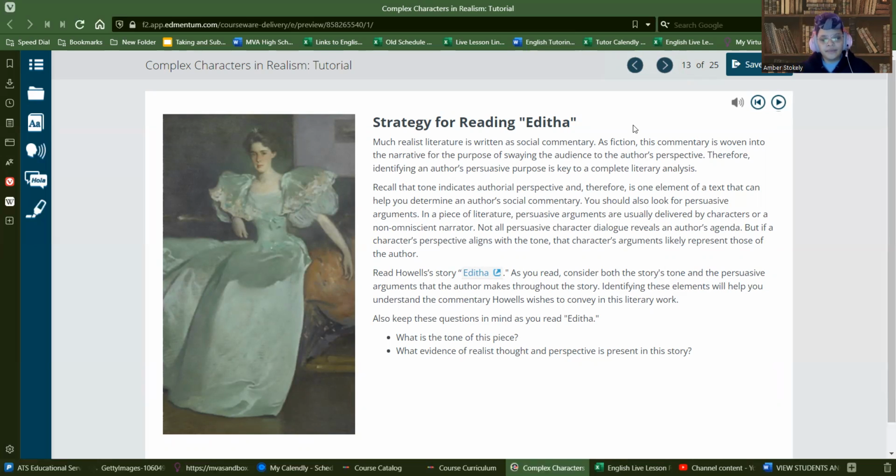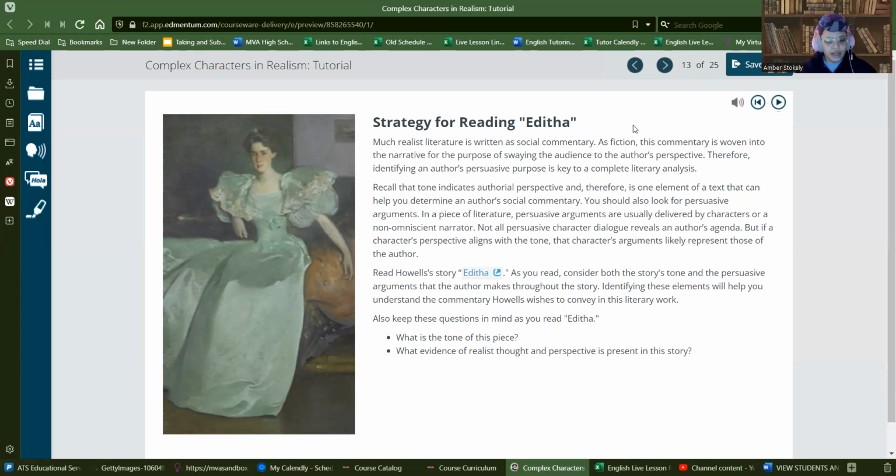So the first thing they tell you here is that most realist literature is written as social commentary. So the point of writing about how real people act in real life is so that you can express opinions as an author about what you think about how people are made to behave, the rules they have to follow, the things that they decide to do. That's the point of realist literature. It's basically to show, here's what people do, and as an author, I like this or I dislike it.